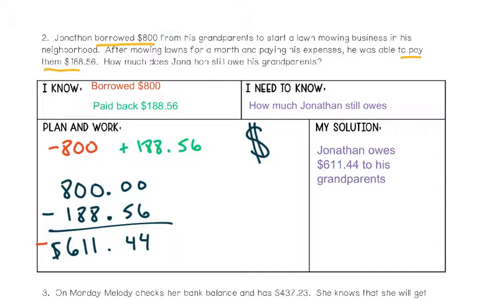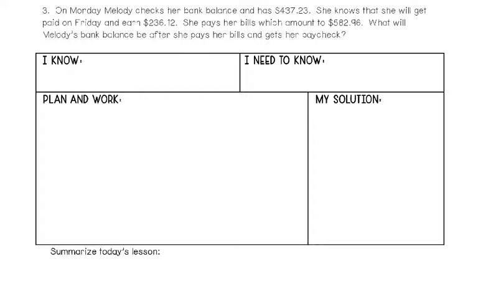So my solution is that Jonathan still owes $611.44 to his grandparents. Because I wrote owes, I understand that that's a negative number. If you wanted to write minus 611.44, that'd be fine too. So there's one more question I want you to try, and I want you to do this one all by yourself, and then we'll start class with this problem. So go ahead, pause the video, try this problem all by yourself, make sure you have it ready to go when we go over it next class.